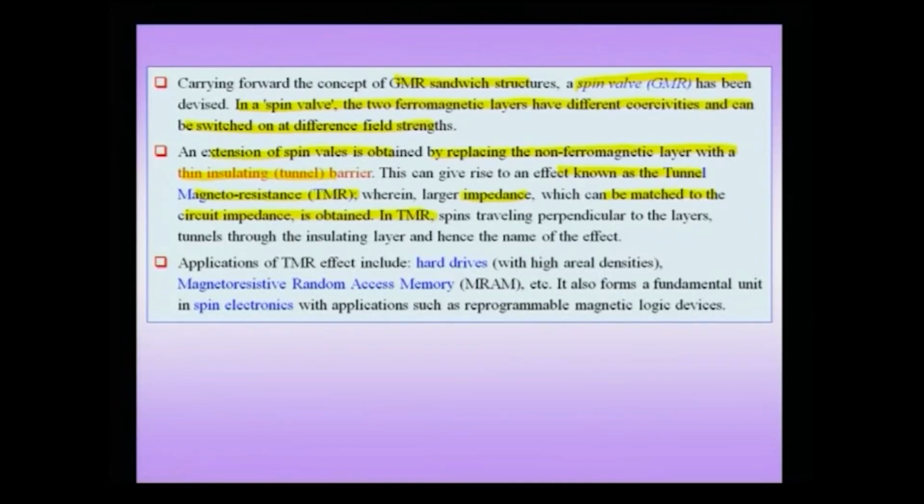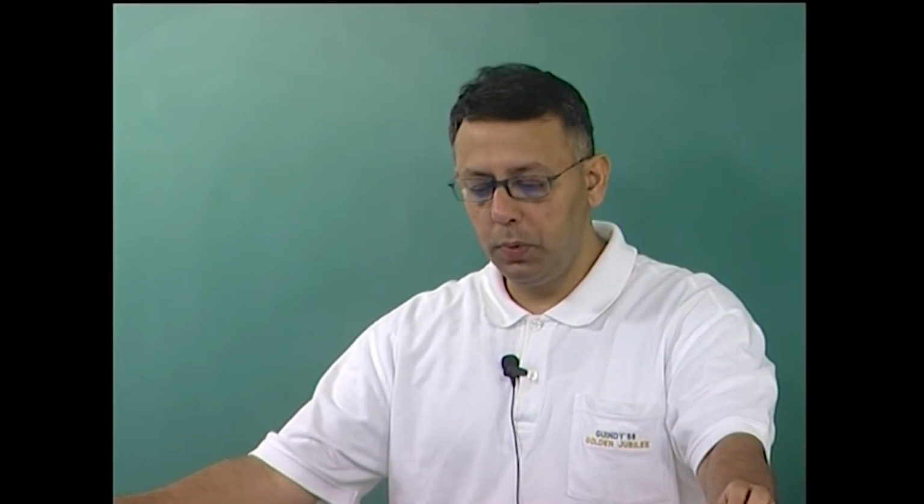In TMR, the tunnel magnetoresistance phenomenon, spins travelling perpendicular to the layers tunnel through the insulating layer, and hence the name of the effect. So, this is very similar to the giant magnetoresistance phenomenon we saw before. The important difference is that now the current through the insulating layer is a tunneling current, and therefore, is much reduced in value as compared to the GMR case, wherein you had a conducting material like chromium as the interlayer.